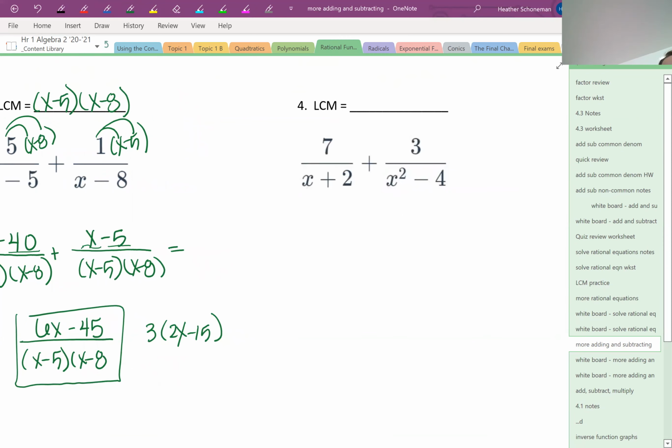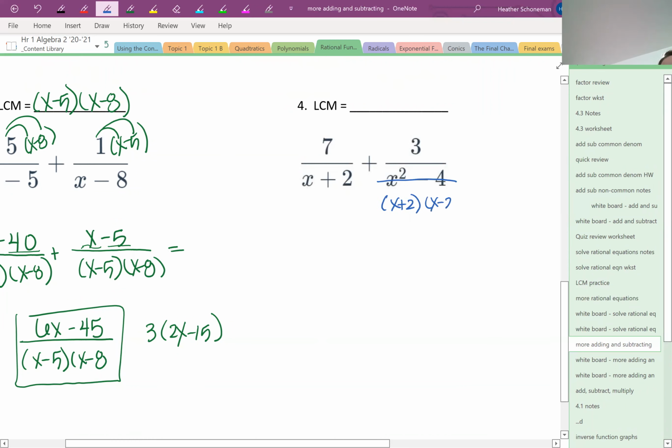Okay, last one, number 4. You cannot find that least common multiple until everything is factored. So this is going to factor to x plus 2, x minus 2. So my least common multiple is x plus 2, x minus 2. So the first goal is to write two fractions that have the same denominator.